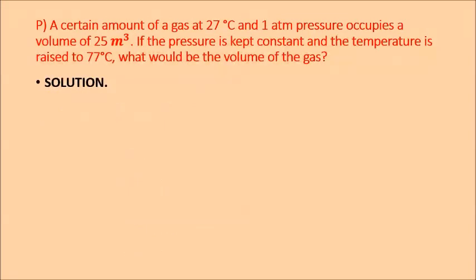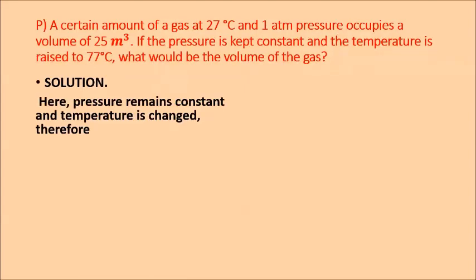Now let's see one more problem. A certain amount of a gas at 27 degrees Celsius and 1 atmospheric pressure occupies a volume of 25 meter cube. If the pressure is kept constant and the temperature is raised to 77 degrees Celsius, what would be the volume of the gas? Keeping in mind that pressure is constant, we have to use Charles' law. So the temperature is getting changed here. Therefore, the formula we use is V1 by T1 is equal to V2 by T2.